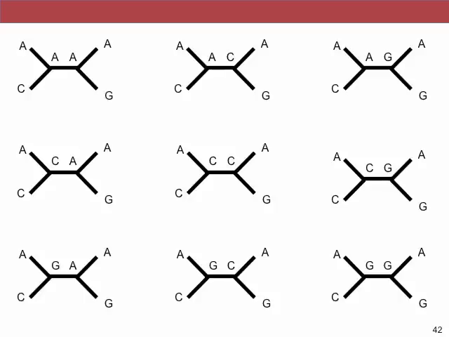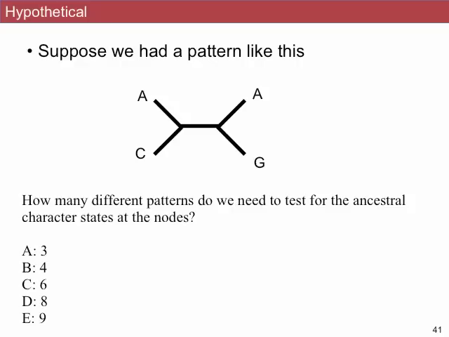The patterns are here. It can be A at the first node, and then you have any of 3 states for the second node, so AA, AC, AG. C for the first one: CA, CC, CG. Then GA, GC, GG. The principle here is that you test the patterns for the ancestral character states for any character state that you observe in your data matrix, in your taxa, for that particular character. Are there questions about this? Does that make sense?